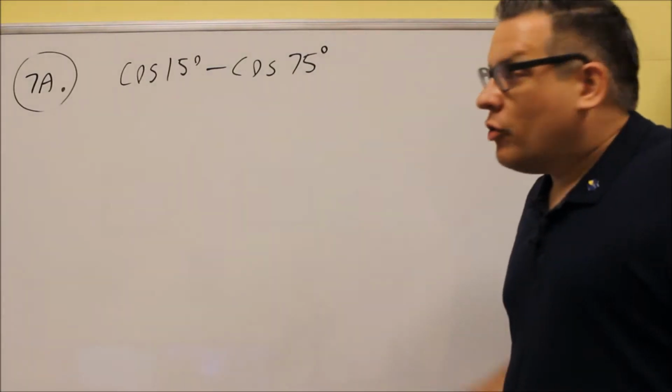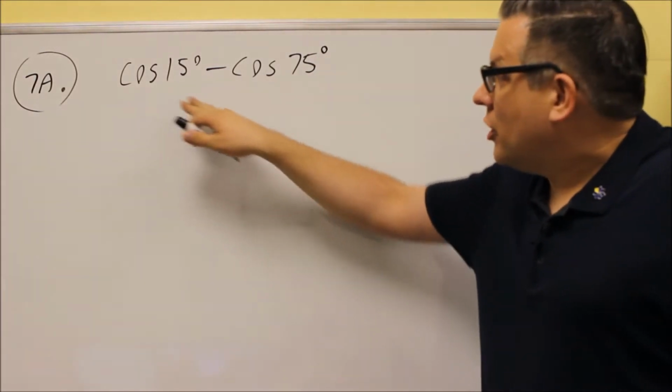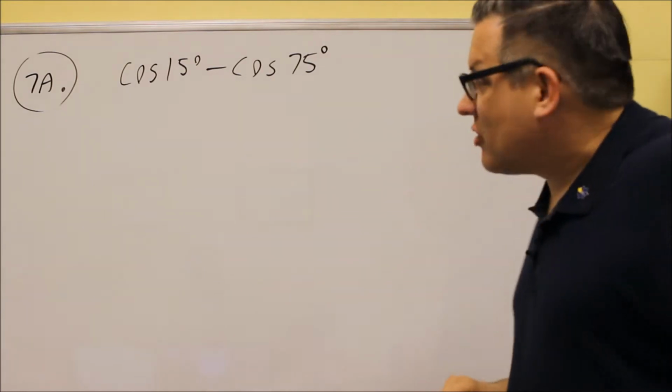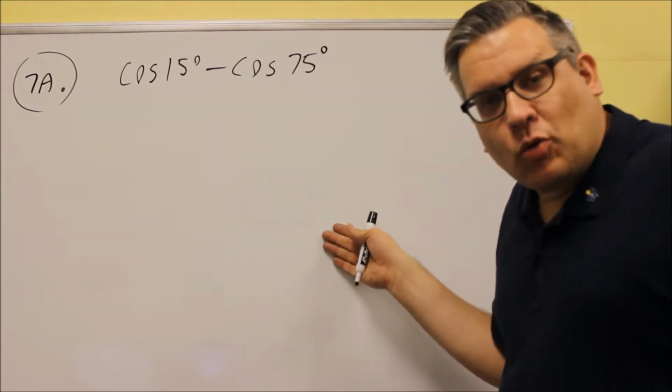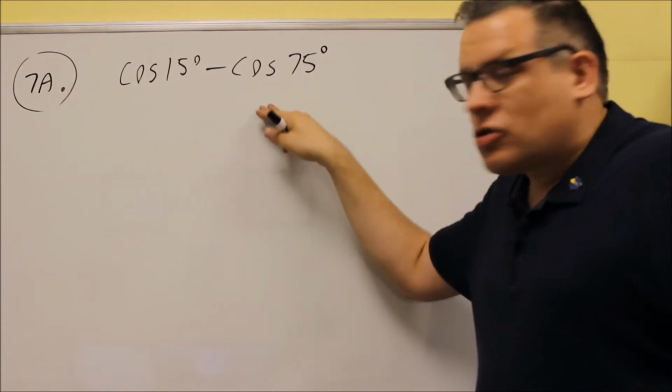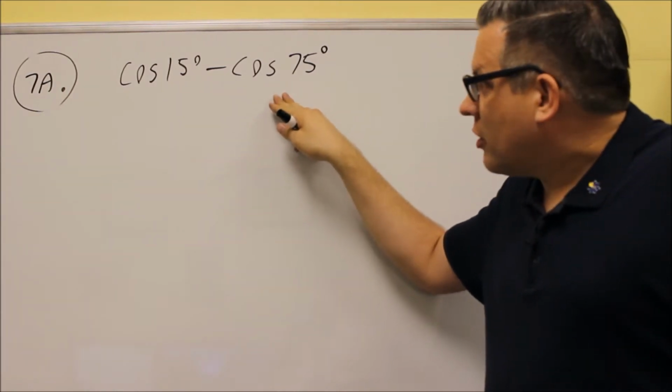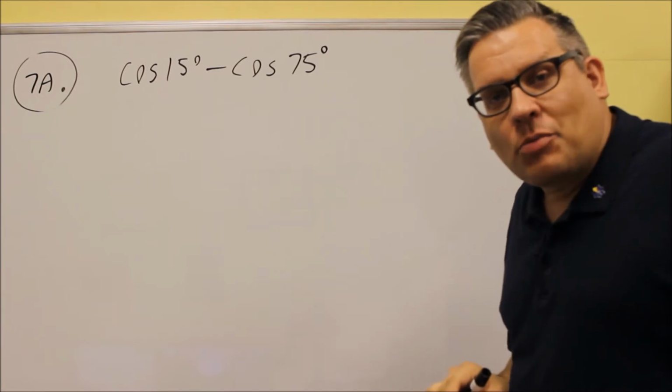Okay, for 7a, we want to get an exact value for this one. We have angles in there to allow us to do so. This is going to be the sum to product rules that we're going to use. Now first, what we want to do here is it's always better to have the larger angle come first.